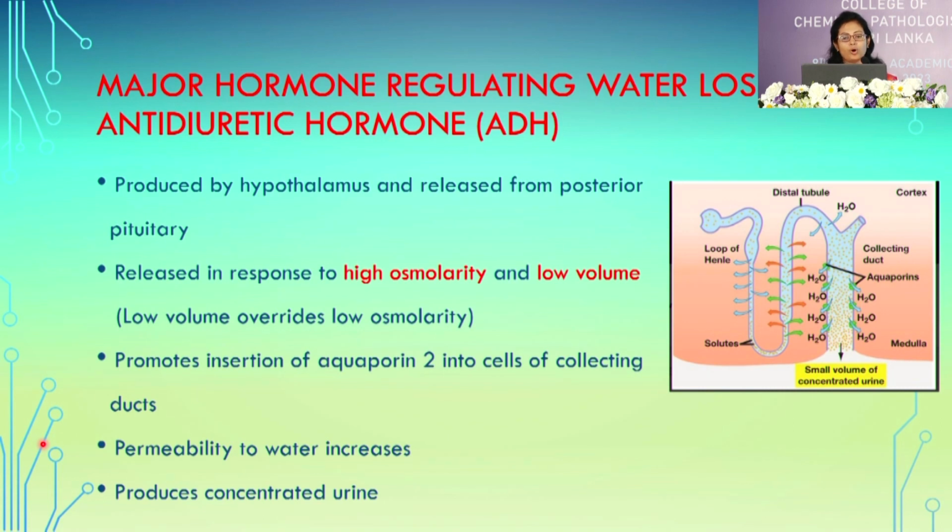The major hormone which regulates water loss is ADH, also called vasopressin, produced by the hypothalamus and released from the posterior pituitary in response to high osmolarity and low volume. It acts on the V2 receptor in the collecting ducts, and it promotes insertion of aquaporin 2 into cells, which leads to increased permeability to water. So more water will be absorbed, and therefore it will produce concentrated urine.